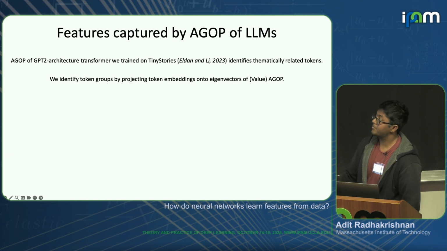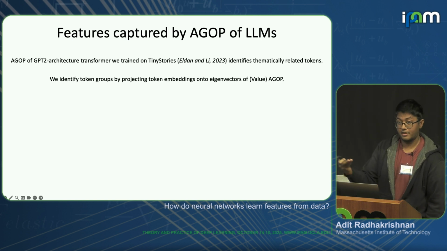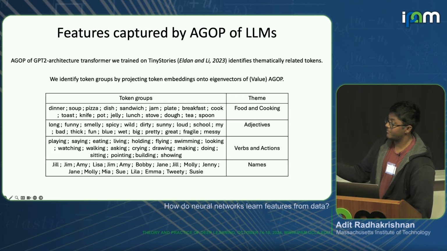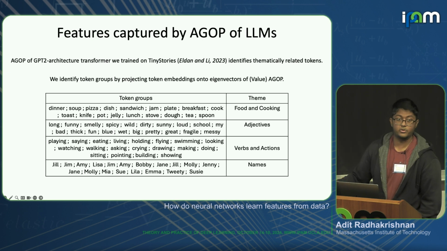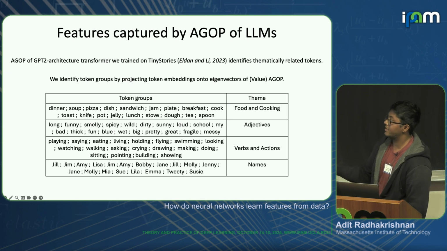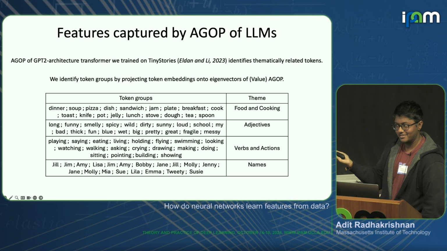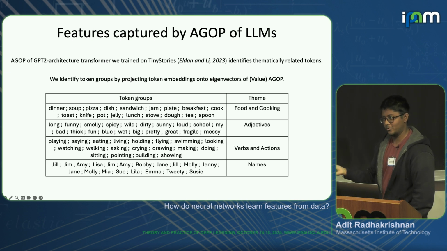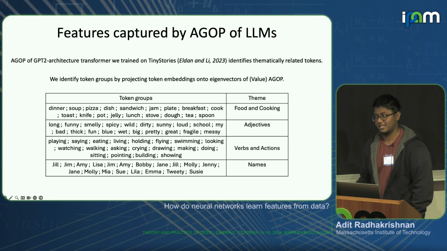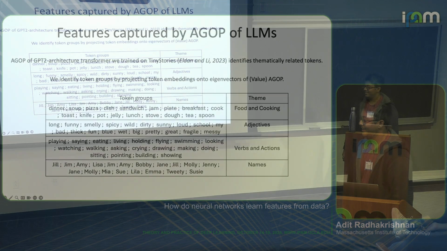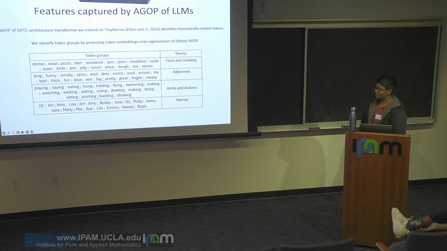And we just took the AGOP for the value matrices and looked at their eigenvectors and projected the token embeddings onto these. And what you see is that these eigenvectors automatically start to surface specific token groups. So things like food and cooking, adjectives, verbs and actions, and names. And this was an interesting finding. You can just do this with the weights on GPT-2 XL. You'll see that there are certain layers that just focus on elements like fire, earth, thunder, and so on. OK. So this is what I wanted to show in terms of feature learning in neural nets specifically.